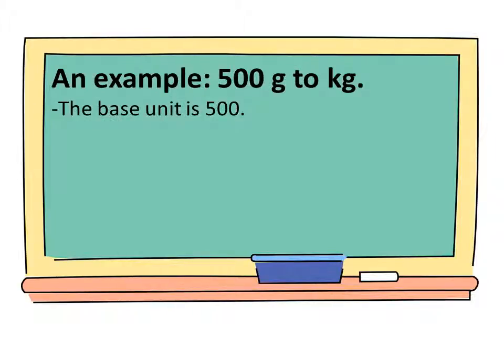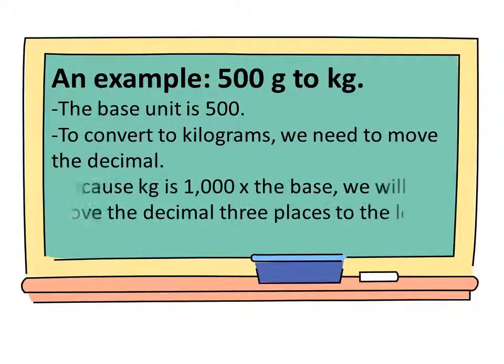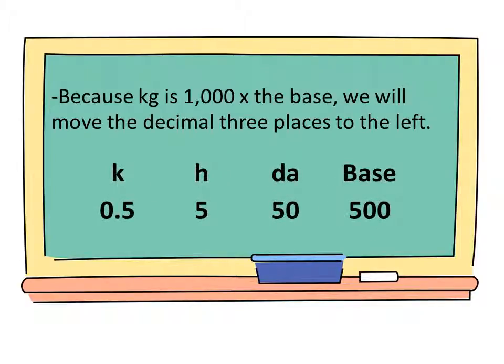The base unit for this problem is 500. To convert to kilograms, we need to move the decimal. Because kilograms is 1,000 times the base, we will move the decimal 3 places to the left. The graph on the bottom of your screen is a great way to see how we will be moving the decimal place from base to kilograms. We will be moving it 3 places over, from deca, which is 50, hecto, which is 5, to finally kilograms, which is 0.5.